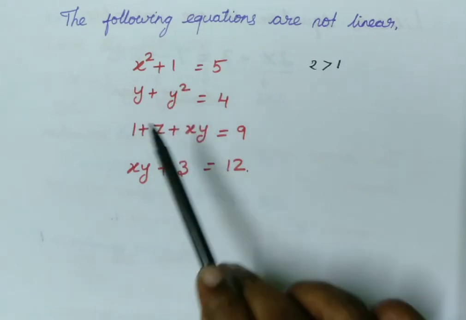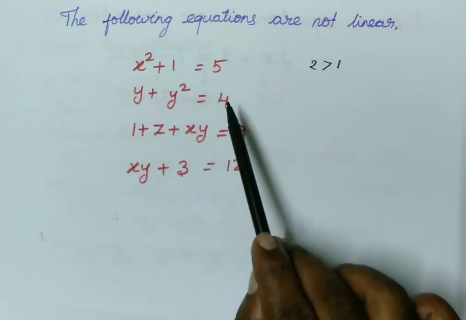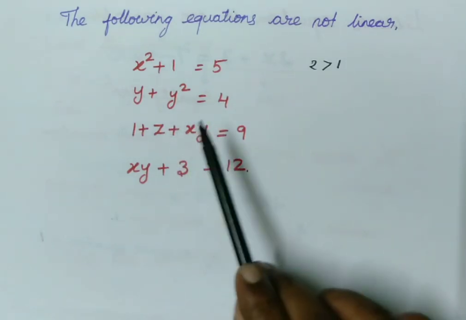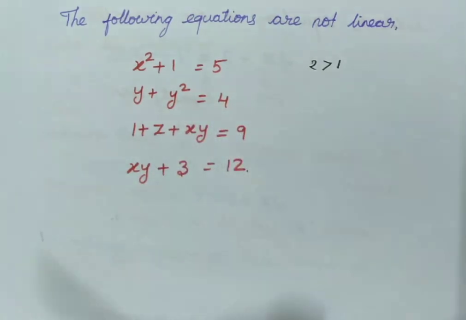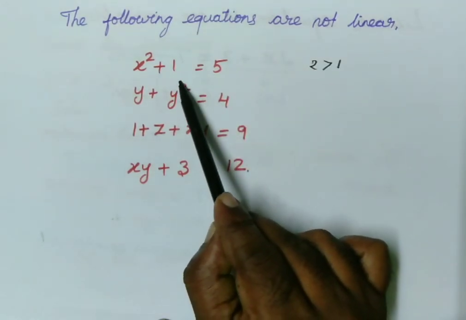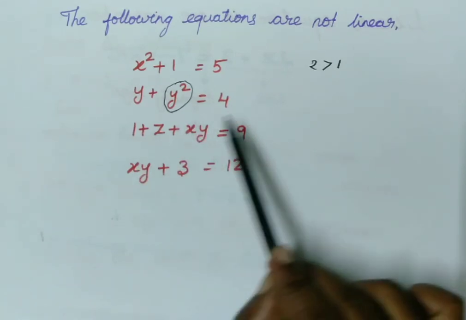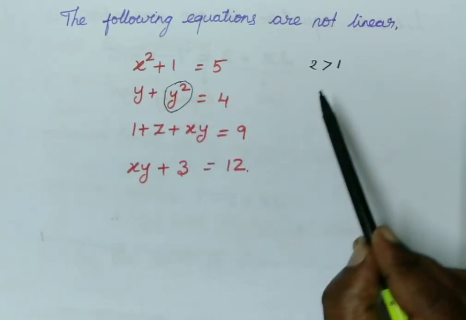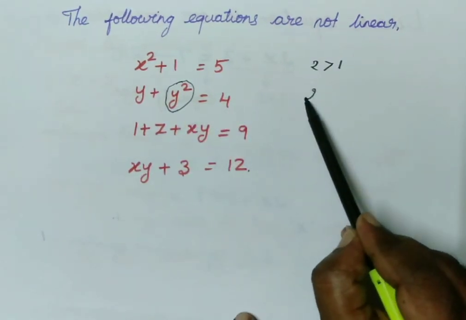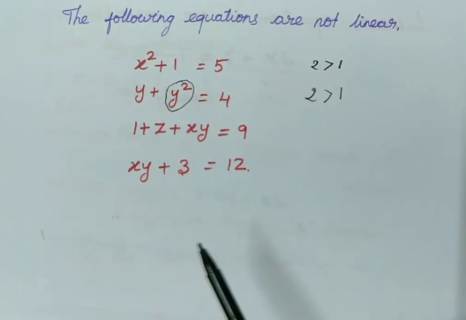2. Similarly, consider this equation, y plus y square equals 4. This is also not a linear equation. Can you say why? Yes, the power of this y is 2. So this can't be a linear equation because the highest power is 2. Again, it's greater than 1.